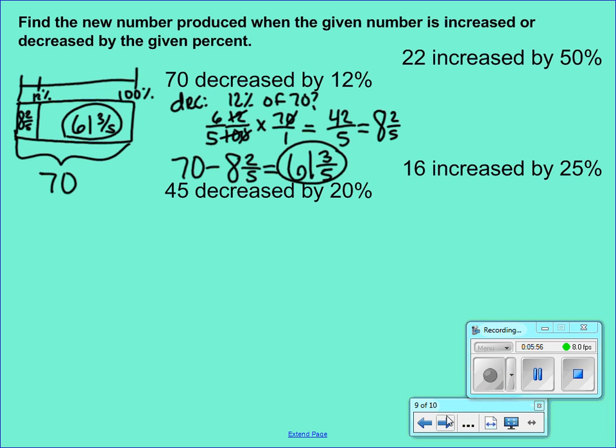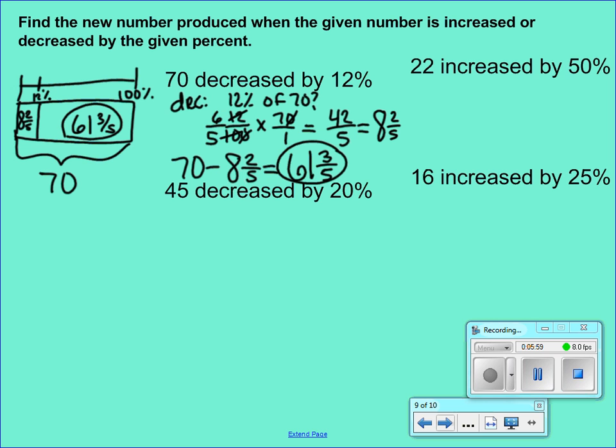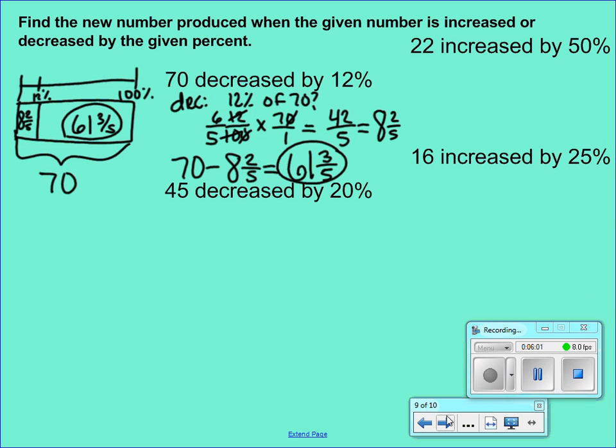All right, now let's talk about 22 increased by 50%. This one's really easy. We don't even necessarily need a model for this one. First, if we find that increase, where we want to know what's 50% of 22, kids? 11. We know that that's half of 22. So then what would we do with that 11, Isabel? You would do 22 plus 11. Good, and we would get 33.